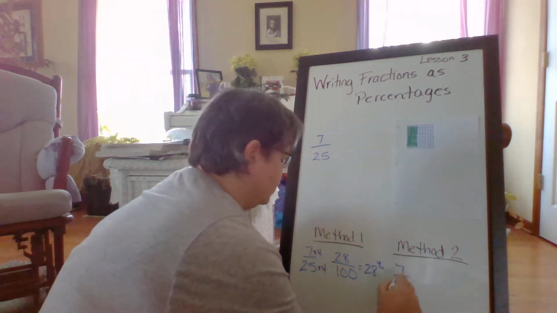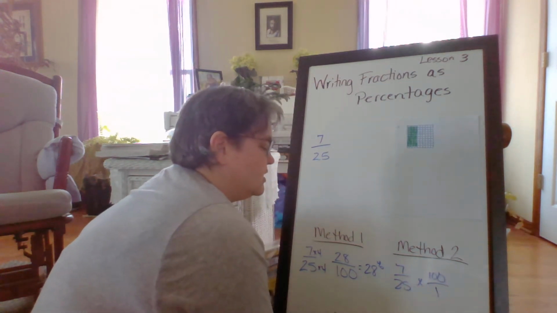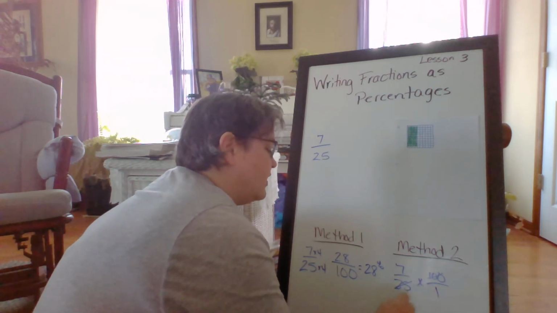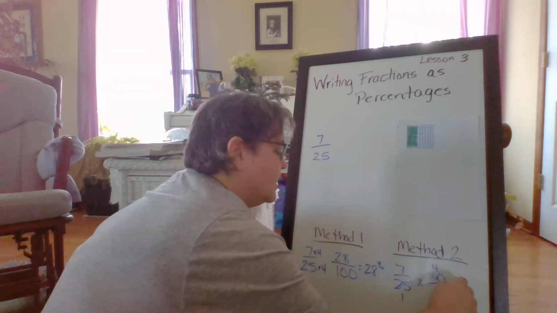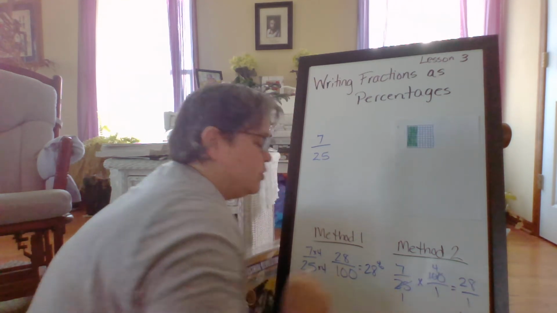Over here, method 2, 7 over 25 times 100%. I'm going to reduce this because I know that 25 will go into 100 4 times. I get 28 over 1, which is 28% here.